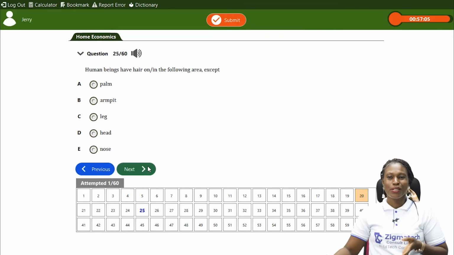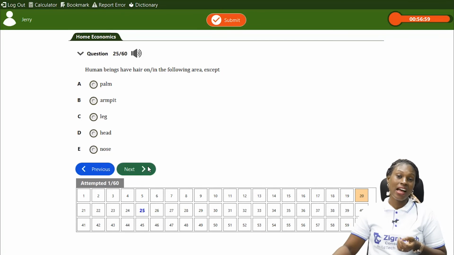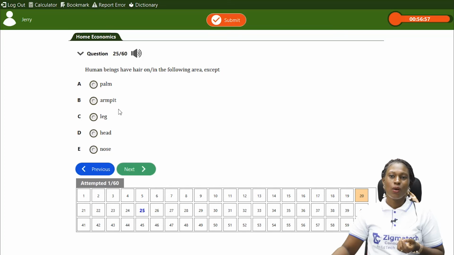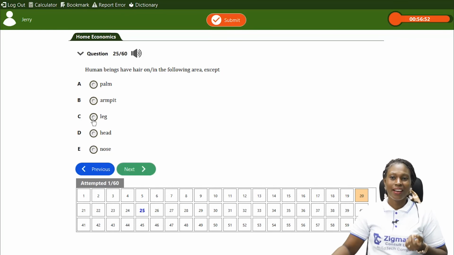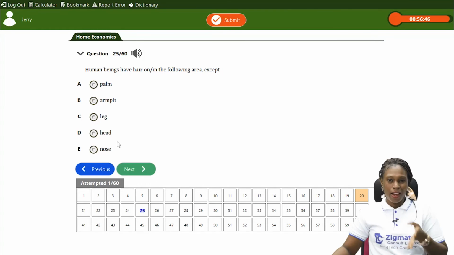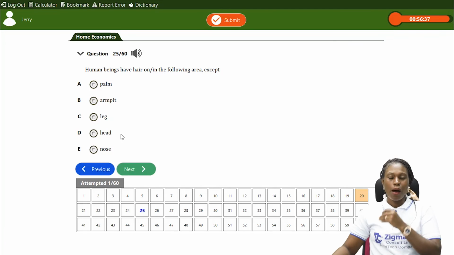Okay, let's look at this question. Human beings have hair on or in the following areas except. Now, A, we have palm, B, armpit, C, we have leg, D, head, then for E, we have nose. So where, we talked about hair, and then where we can find hair in our body. So where can we find hair in our body? And look at all the options here.